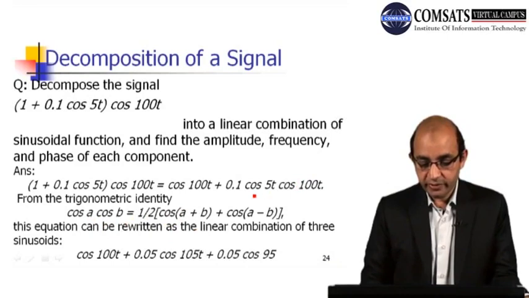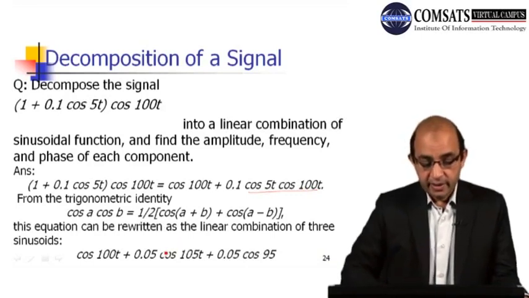So I'm solving this: cos 5t and cos 100t. That is 1 by 2 times cos (A plus B) plus cos (A minus B). And cos 100t, this is the same.